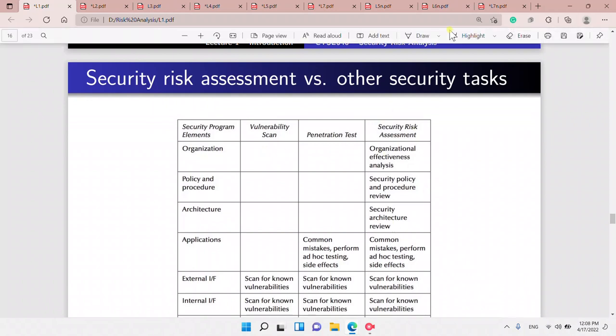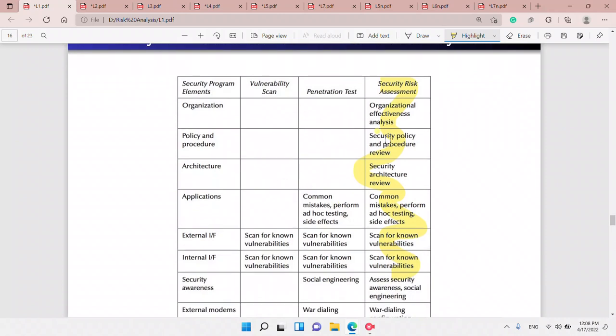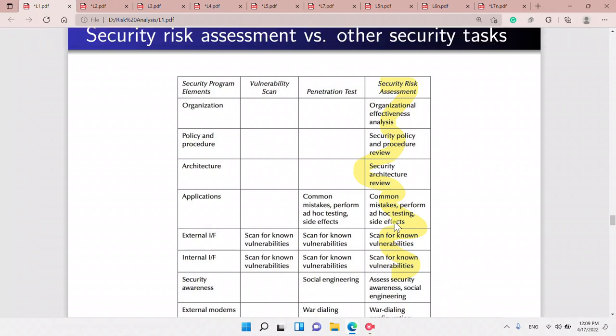So in the security risk assessment here, this is what we're studying. And these are other testing types. The security risk assessment is better than vulnerability scan and penetration testing for the organization in that it gives a total organizational analysis. For policy and procedure, it reviews them. For the architecture, it reviews it. For the applications, it's better than the vulnerability scan because it finds common mistakes and performs ad hoc testing and side effects for the applications. Penetration testing also does this, but it does not perform, actually it's the same.